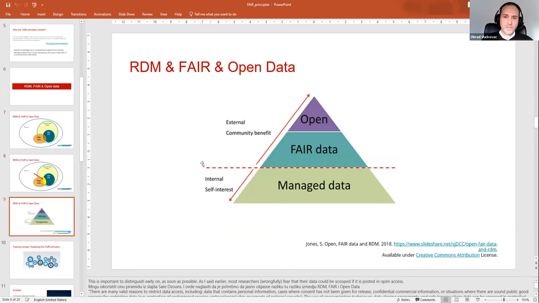And another visualization can be like some kind of pyramid. You have your self-interest, where you have to manage your data, but to have a community benefit, your data should be FAIR, and on top of that FAIR upgrade, it should be open.